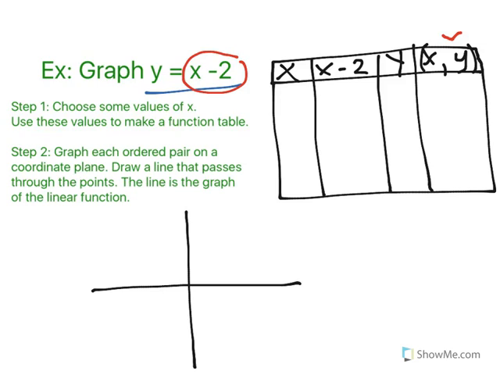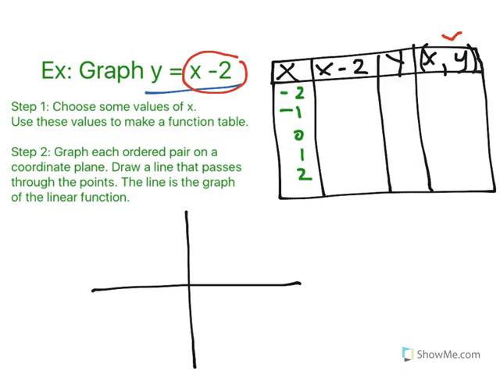That's my ordered pair. I'm going to create an ordered pair, and that goes into step 2, where we graph those ordered pairs on the coordinate plane and draw a line to graph that function. That's really easy. We can put in any points we want, but let's stick with what we did last lesson: -2, -1, 0, 1, and 2. Let's stick with those same x values.